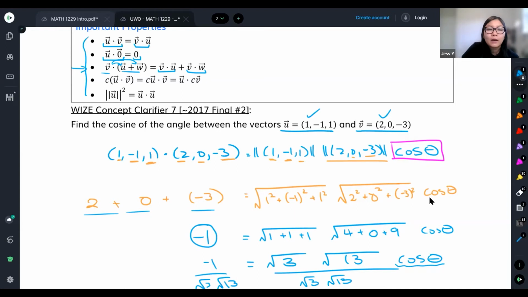And then finally, if you have a number times a dot product, that number can flow through a dot product, okay? I want you to write that down. Write it down right now. Numbers can flow through dot products.